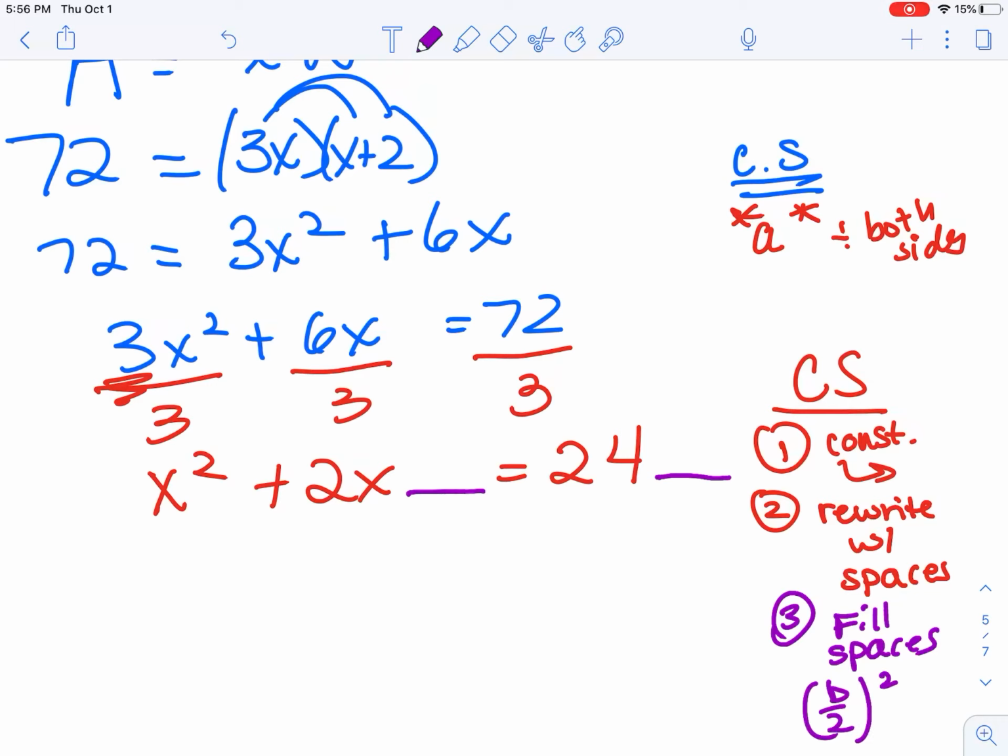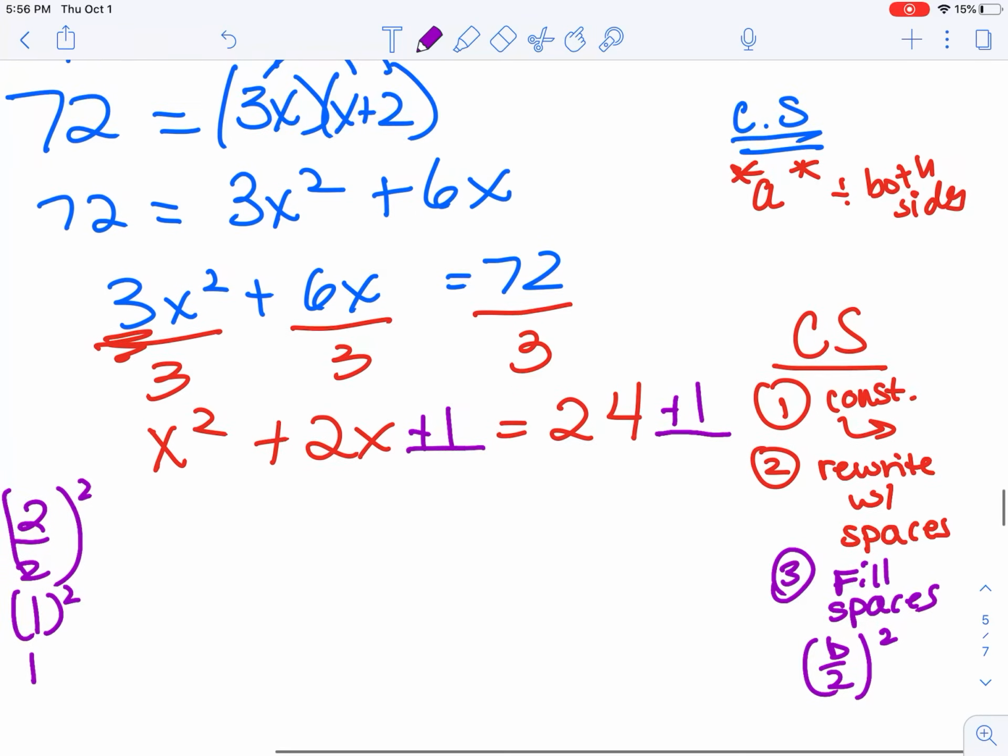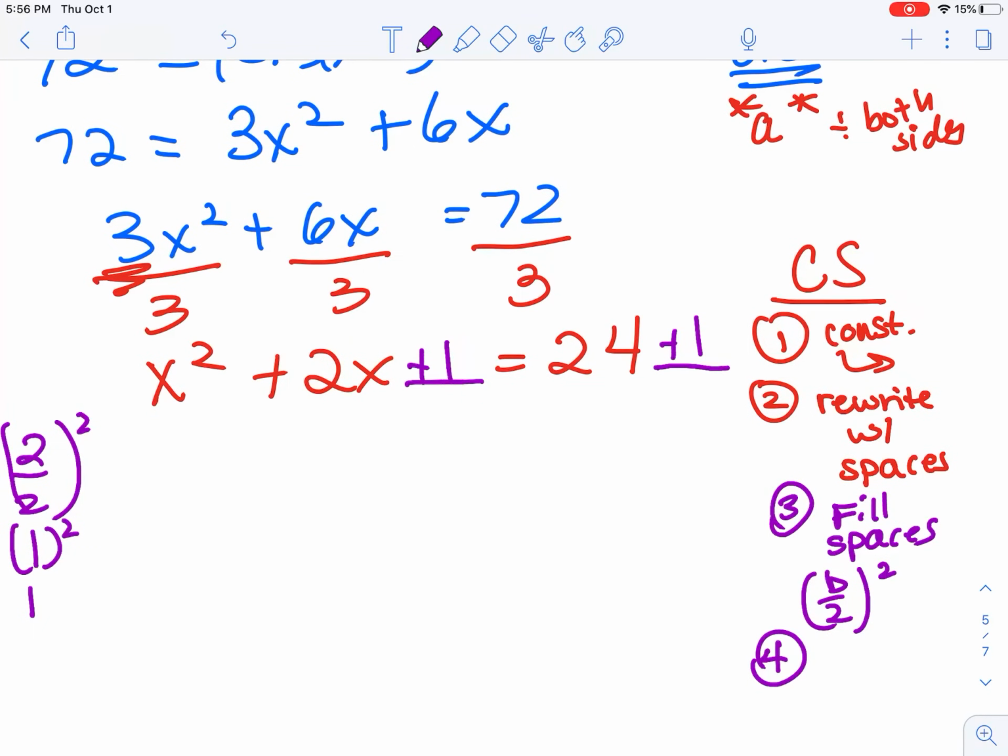Step 3, we're going to fill both spaces with b over 2 squared, which is our complete the square step. 2 over 2 squared is really 1 squared, which is 1. So we're adding 1 to both sides. And step 4 is we're going to do our perfect square.